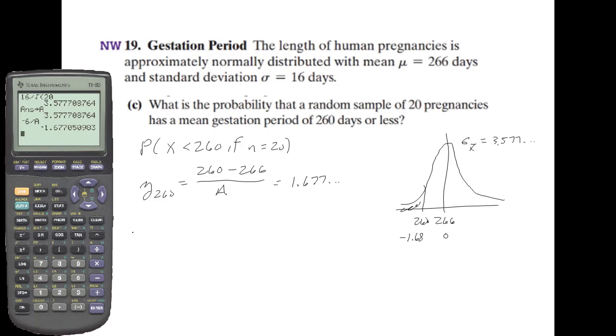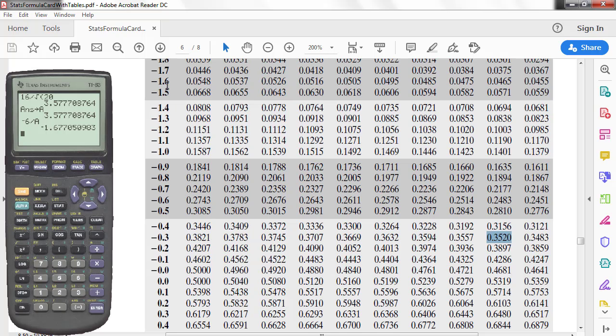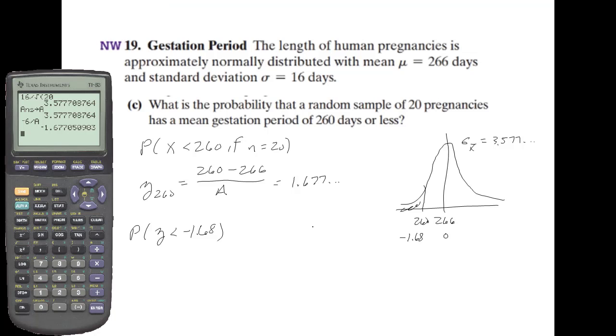And so now the probability that z is less than negative 1.68. I'm going to go to the table and look that up. Negative 1.6, and then 8 would be this one here. So 0.0465. So go back to here. So this is equal to 0.0465. So this area right here is 0.0465.